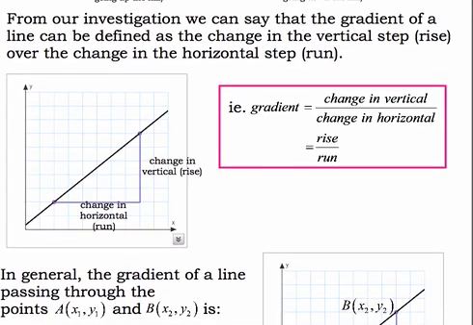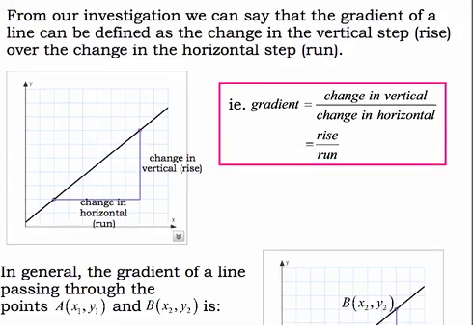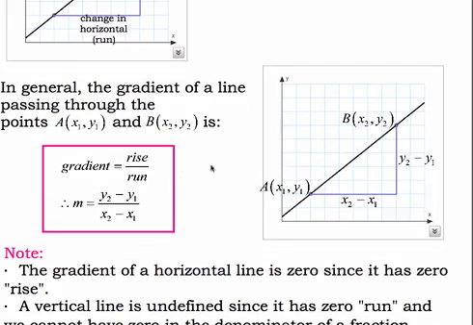To calculate the gradient on a graph, you get the vertical change divided by the horizontal change, which we call rise over run. Here's the formula you can use if you have the coordinates: you subtract the y values, divided by the difference of the x values, which gives you the rise over run. We're going to look at a couple of examples.